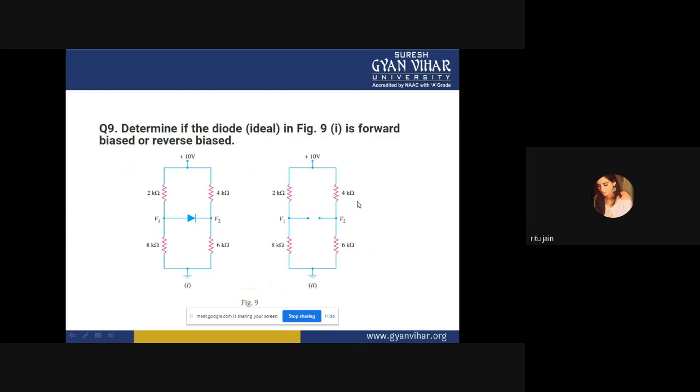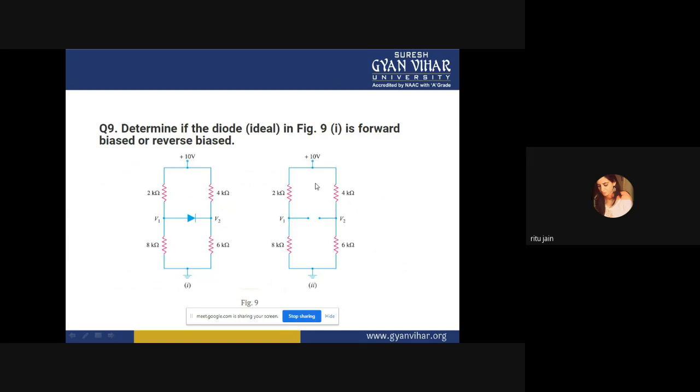So what you have to do in this question is find out whether your diode is in forward biasing or reverse biasing. So first we have considered the second case, that we are assuming that the diode is in reverse bias. That's why the diode will not conduct and will behave like an open circuit.